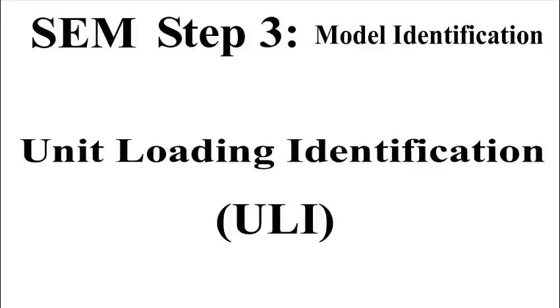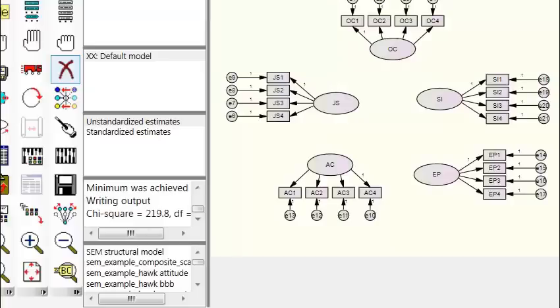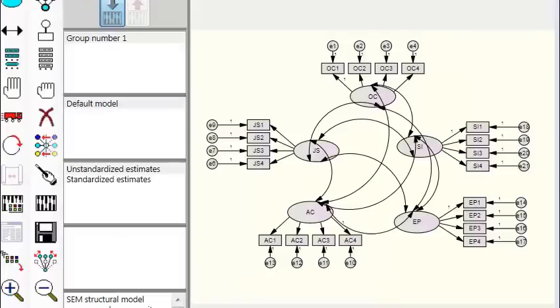We're still in step three, the model identification mode. Now we're going to do something we call unit loading identification, which is very similar to the unidimensionality trick that we did. But instead of doing one construct at a time, we're going to do all the constructs at once. So let me pull up AMOS. In AMOS, go back to the original measurement model you made before you did the unidimensionality, in other words, where the computer simply assigned by random a 1 to one of these things.